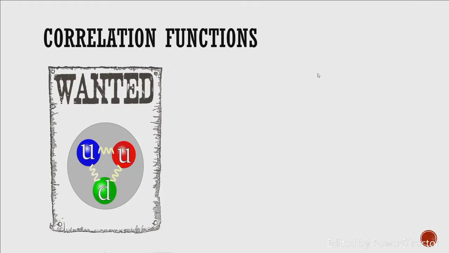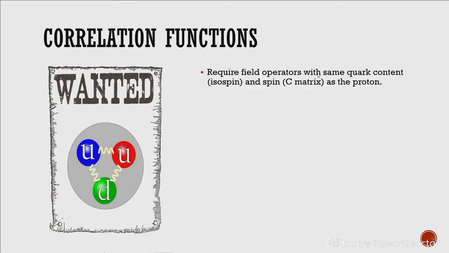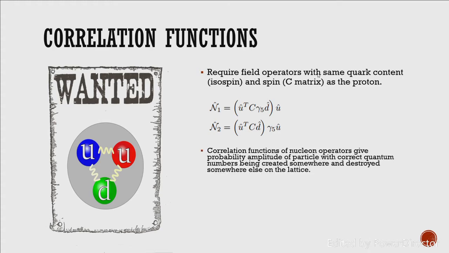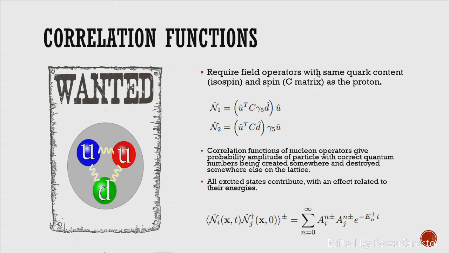To simulate these states on the lattice, we require nucleon interpolating fields with the correct isospin and spin. We choose 2 different operators with these properties. The correlation function of these operators then gives the probability amplitude of a state with the correct quantum numbers existing on the lattice. All excited states contribute to this amplitude with an effect related to their energy.